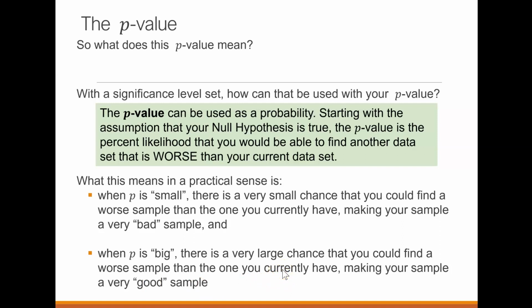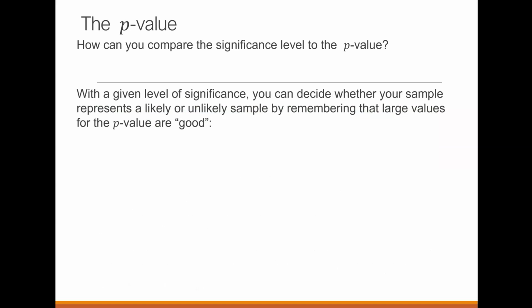So the p-value just tells you, okay, if we're randomly selecting this, how representative is your sample of the population? Did you get something that is close, something you'd expect, or not so much? All right, with a given level of significance, you can decide whether your sample represents a likely or unlikely sample by remembering that large p-values are good.